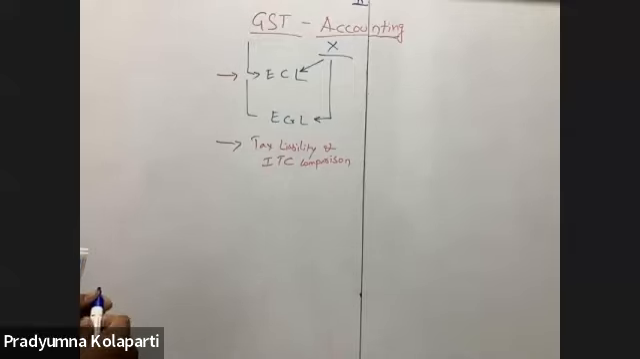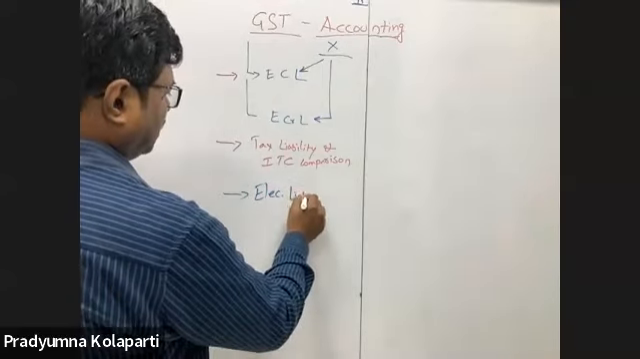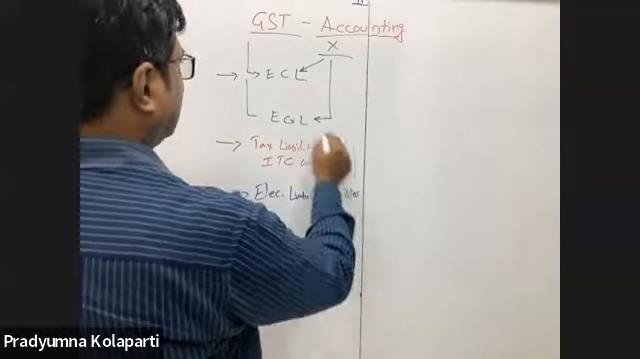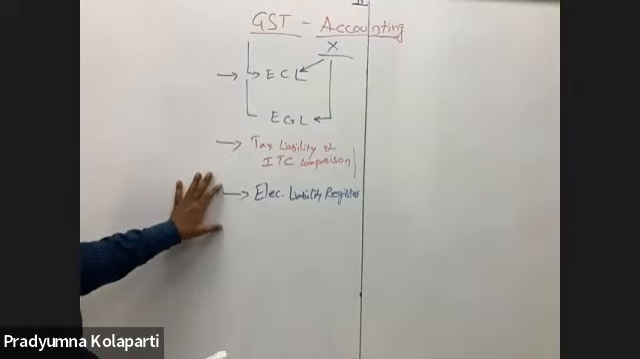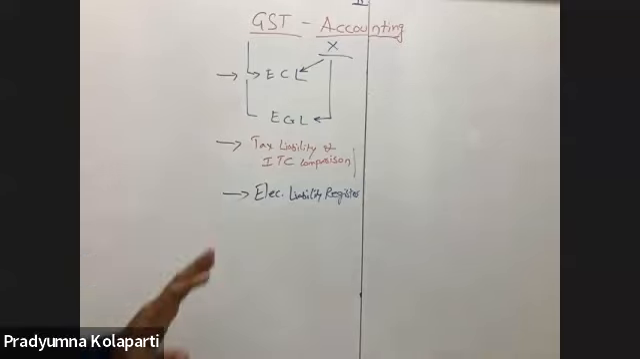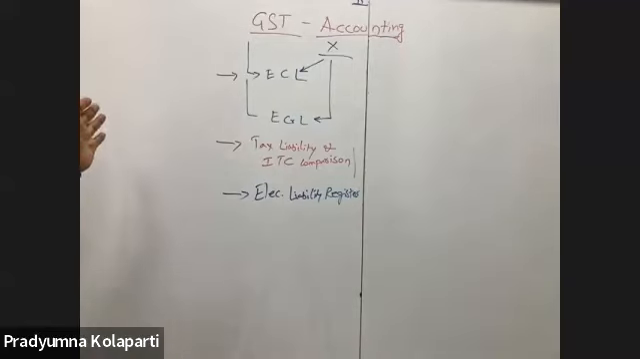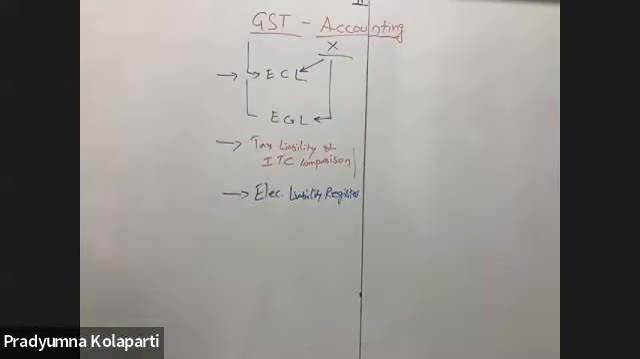And another report is the electronic liability register. This is a register, this is a kind of report, and this is a ledger. All these details are available on a real-time basis from the department. If I am an accountant, I will see that my entries are matching with these reports, ledgers or registers, whatever it is. If I am an auditor, I will check whether the entries taken by the business are in line with the entries given in the ledgers.